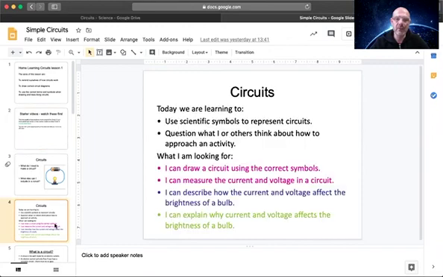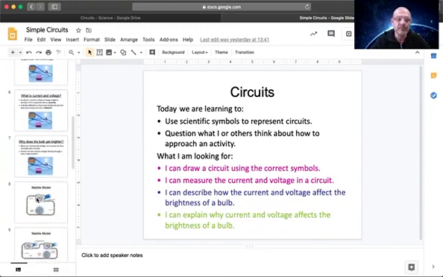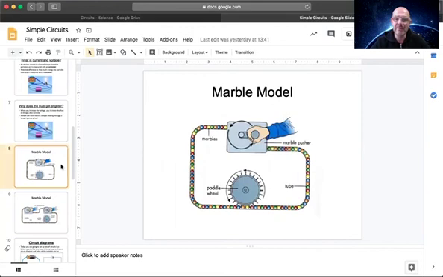So if we look at this, so we should have the correct scientific symbols. That's really important. Now, you might want to draw this out on a piece of paper and take a picture of it, or even just draw it out on paper and not share it with me, but just practice yourself, because that's what's important. Now, we clearly can't do this bit, actually measuring current and voltage, because we don't have ammeters and voltmeters at home, but you at least need to know how it works. Now, I'm just going to go down to 8, this marble model, because this explains electricity really well.